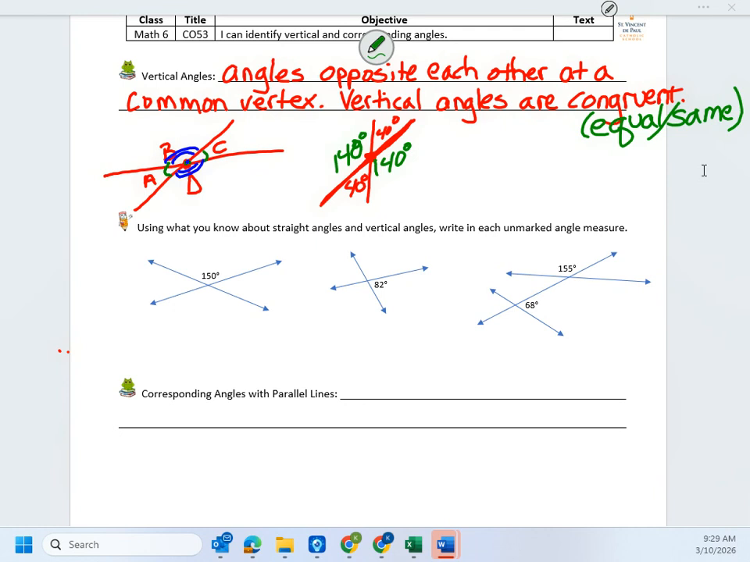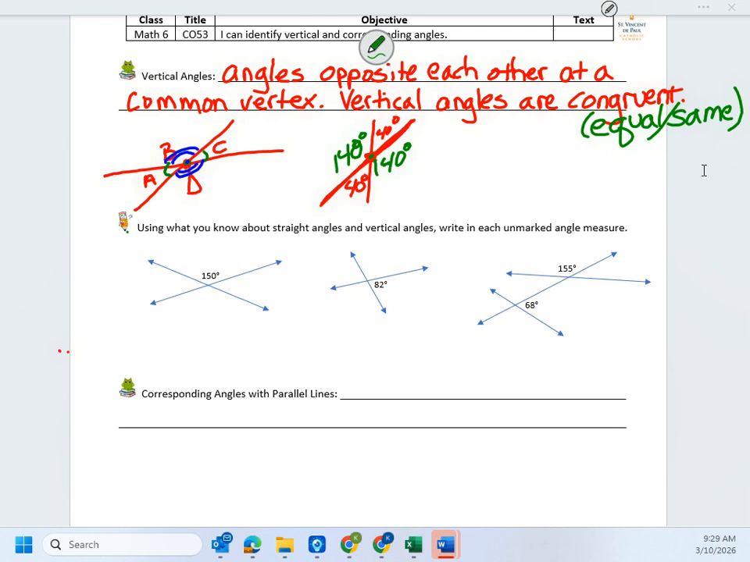Alex? They're vertical angles. So if I figured out this is 130, its vertical angle is 140. Okay? So we're gonna use this information today. Prior information with the supplementary and straight angles: straight angles are 180 degrees, supplementary angles equal 180 degrees. Vertical angles are congruent, they are the same.